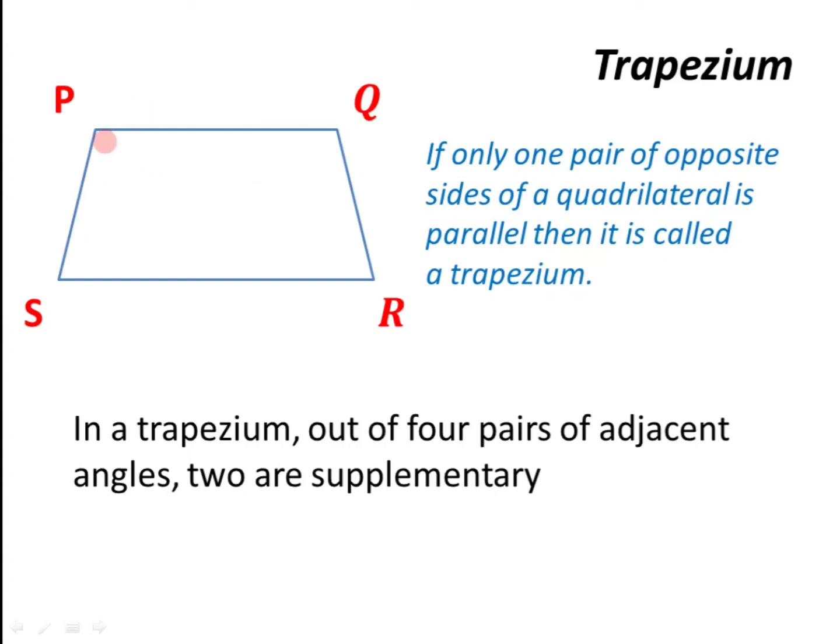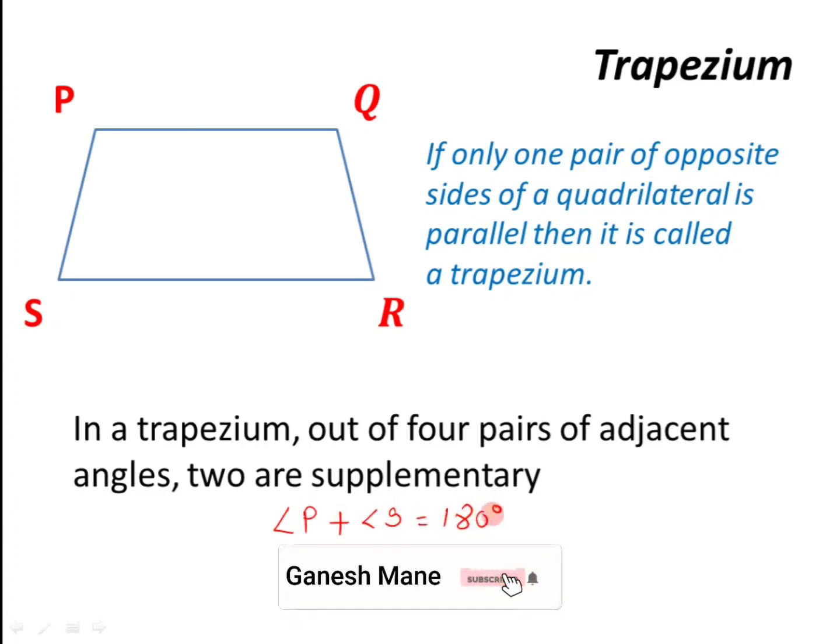So here the first pair of adjacent angles is angle P and angle S. That's why we can write here angle P plus angle S is equal to 180 degrees, and there is another pair of adjacent angles, that is angle Q and angle R. That's why angle Q plus angle R is also equal to 180 degrees. So this is the property of a trapezium. There is another type of quadrilateral which is called a kite. This type of quadrilateral looks like a kite. That's why it's named a kite.